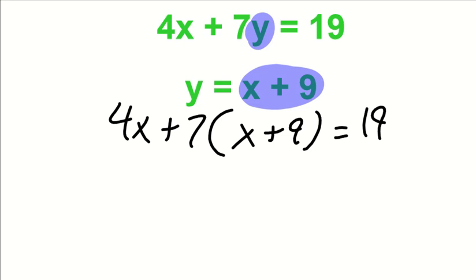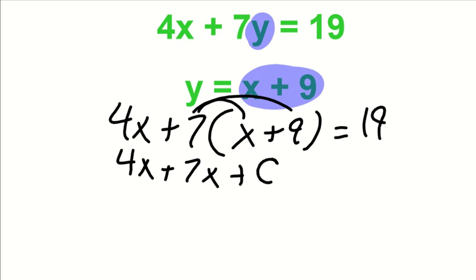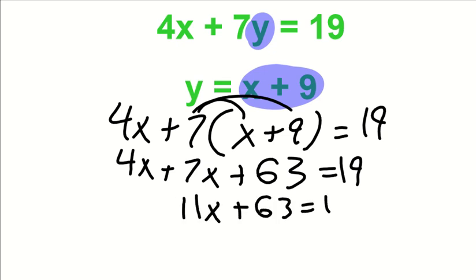We distribute. When we distribute, what type of math are we doing? Multiplication. You multiply when you distribute. Some of y'all were adding. So we got 4x. We got 7 times 1x, so that's 7x. 7 times 9, that's 63, equals our 19. Okay? We combine like terms. 4x plus 7x is 11x. We got plus 63 equals 19.